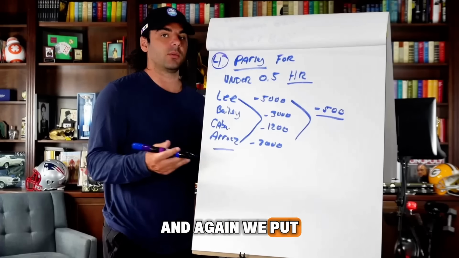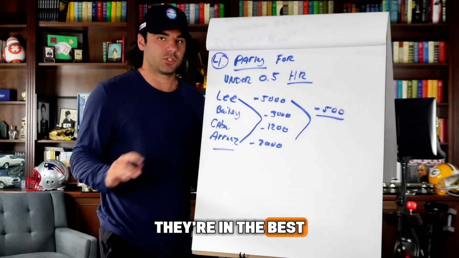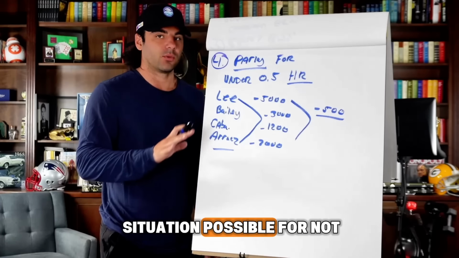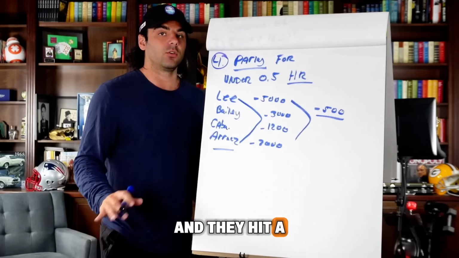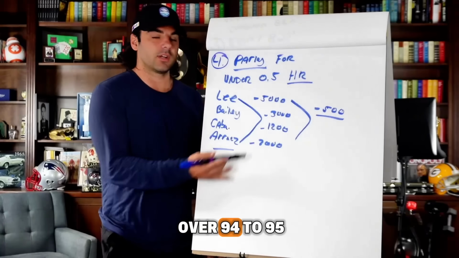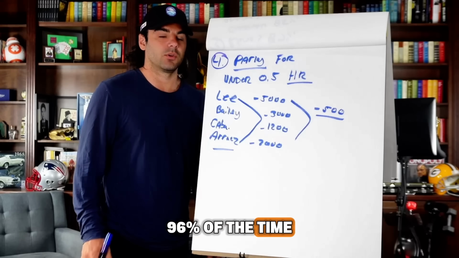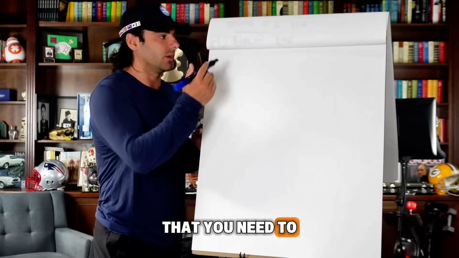And again, we put them in the best situation possible. Even putting them all together, they're in the best situation possible for not hitting a home run. They've never hit a home run against the pitcher that they're going against, and they hit a home run rate very, very low, where it's over 94, 95, 96% of the time they're not hitting a home run just on a regular basis. Now let's go through the websites that you need to implement this information.